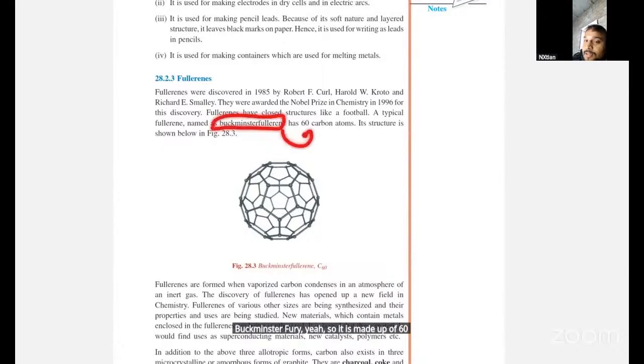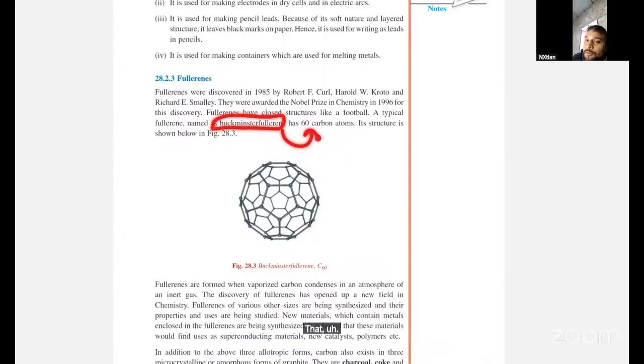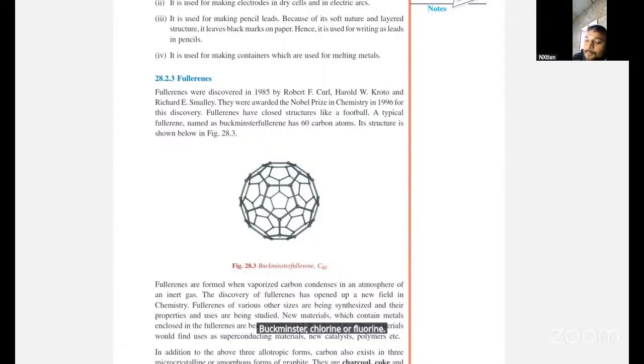So in this paragraph, they will simply ask in the MCQ about the structure which is a football-like structure and has 60 carbons in it. So what is this: diamond, graphite, or Buckminster fullerene? It's Buckminster fullerene, or fullerene. Okay, so they can ask you in the MCQ.